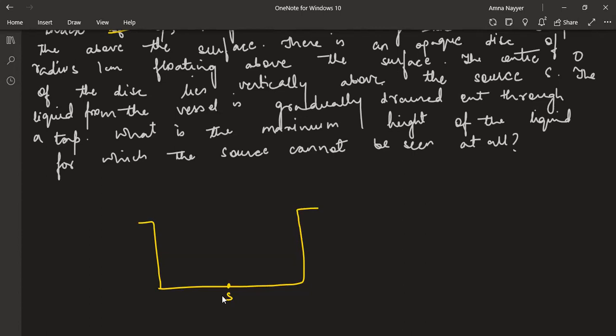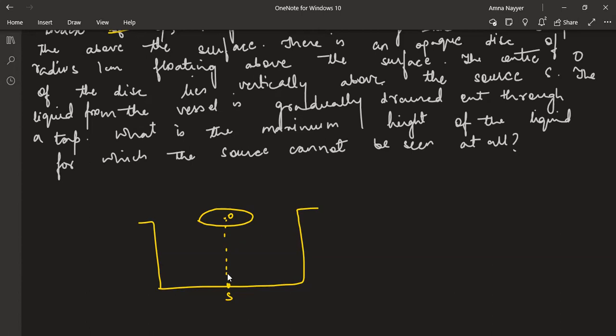There's an opaque disk of radius 1 centimeter floating above the surface here, like this. This will be the disk. The center O of the disk lies vertically above S. It means this is point O, because it is lying exactly vertically above the source S. The liquid from the vessel is gradually drained out through a tap. You have to find out the maximum height of the liquid for which the source cannot be seen at all.